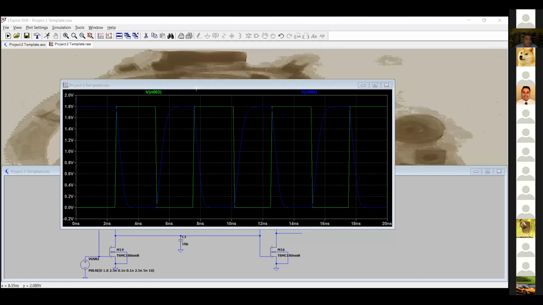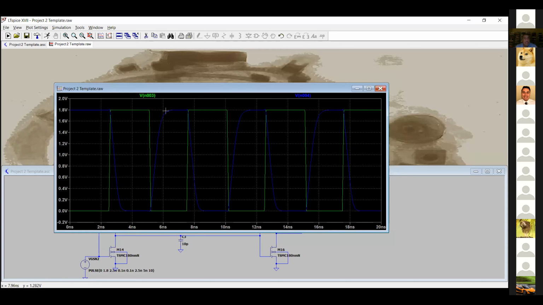Okay, so this is the output of my first case. It's not quite 50. Is this what you were looking for? Yeah. So what it looks like there is you could go a little bit faster. You see what I'm saying? The width of your green could shrink a bit, and you could make it 50 by shrinking the green. That means you could go to a higher data rate. Does that make sense? Right now, the width of your green is like a nanosecond, something like that.